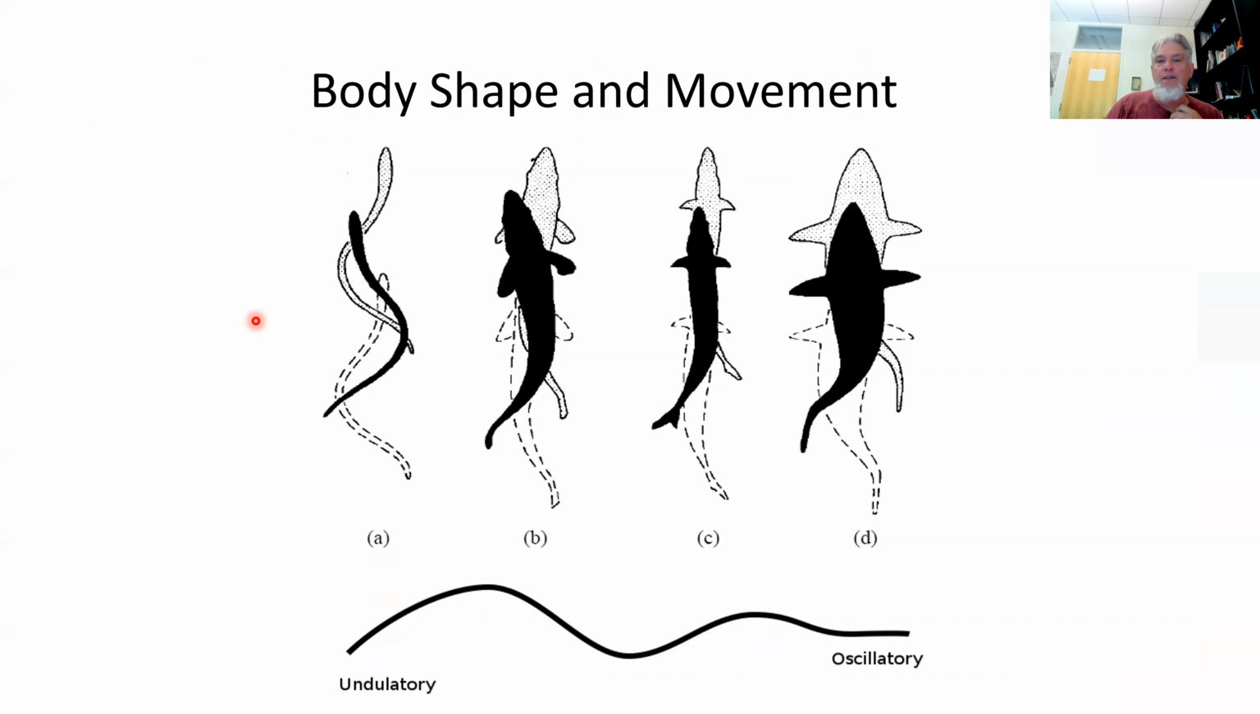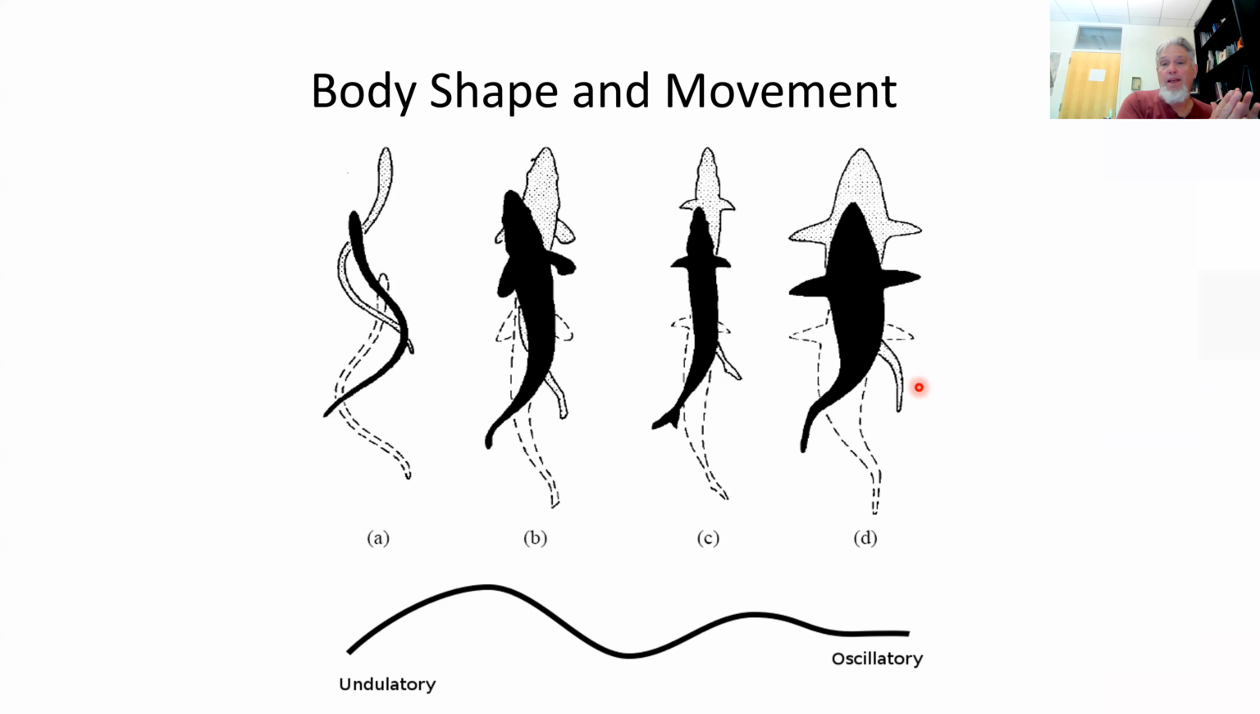Body shape is related to movement. Fishes live in this viscous environment, and depending on how they navigate that environment, their shape determines how effectively and what strategy they use to navigate it. The fish here on the left is an anguilliform shaped fish, and on the right, at the other extreme of movement, is a tuniform.